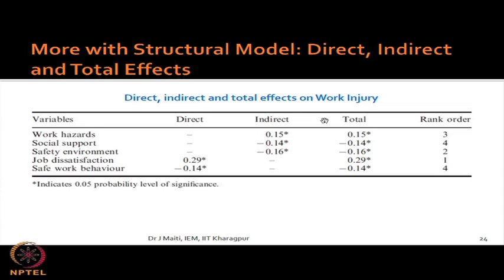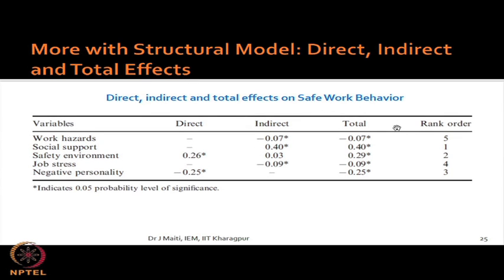We did the same thing for safe work behavior. Suppose we want to know what factors contribute to safe work behavior and what their rank is, using direct and indirect effects. Finally, we found that social support is primarily responsible for safe work behavior. The more social support, the better the safe behavior. It is not job safety environment or job stress, but social support; safety environment comes very close, and in total effect this is large compared to others.